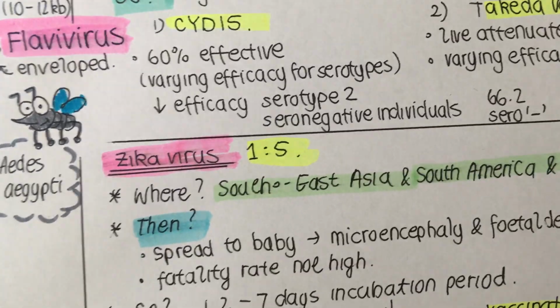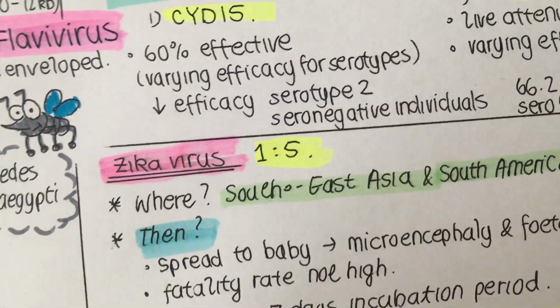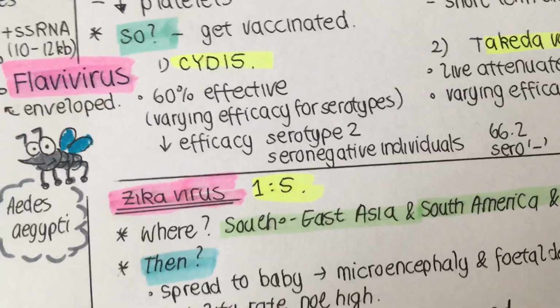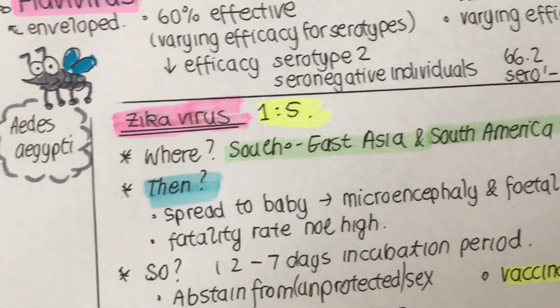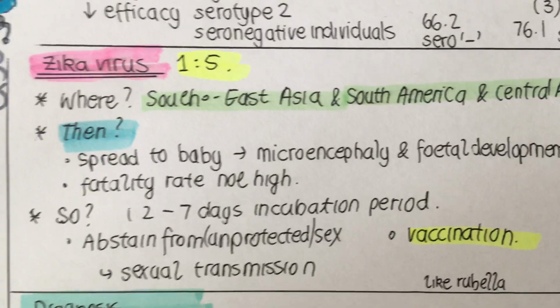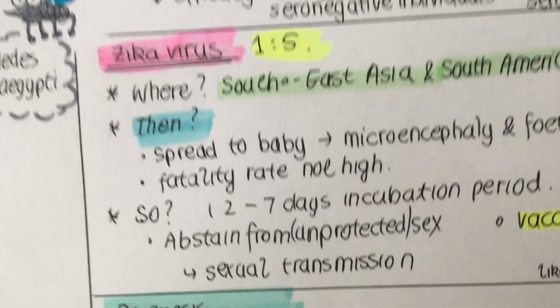The incubation period is fairly short compared to the other viruses, taking less than a week. And it can be sexually transmitted as well as congenitally transmitted. So again, it's important to take the vaccinations.